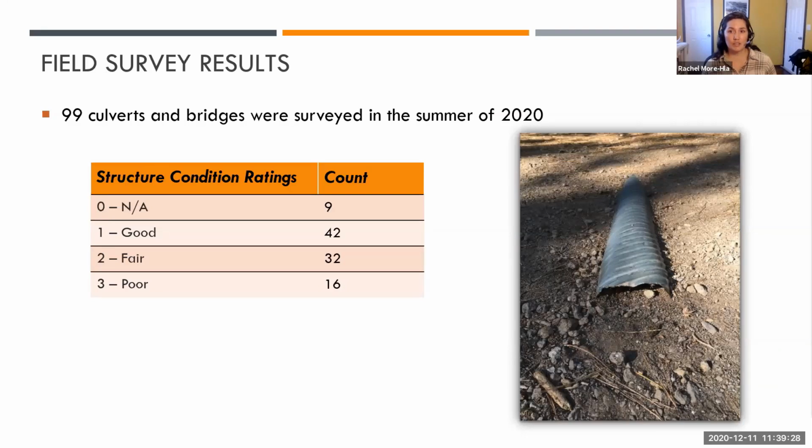Now we can take a look at some of the results from the field surveys. Of the 99 culverts and bridges surveyed, 9 were not located. They were either buried, removed, washed away, or the GPS information was incorrect. Structure condition was the first metric that the Forest Service uses to prioritize repair or restoration of a culvert. The results here show that nearly half of the surveyed culverts were in good condition.